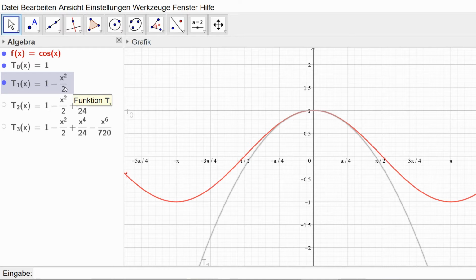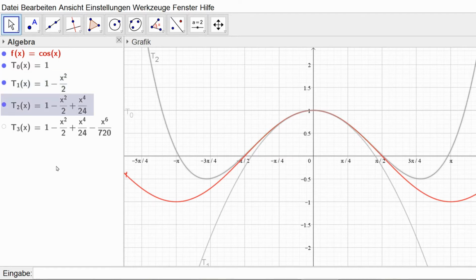So here we have the next order Taylor approximation. I add the term minus x squared over 2, and then already between, let's say, minus pi over 4 and pi over 4, this is a pretty good approximation of the cosine curve. Now another term, x to the 4th power over 24. So even here up to the first zeros of the cosine function, minus pi over 2 and pi over 2, this is a very neat approximation.